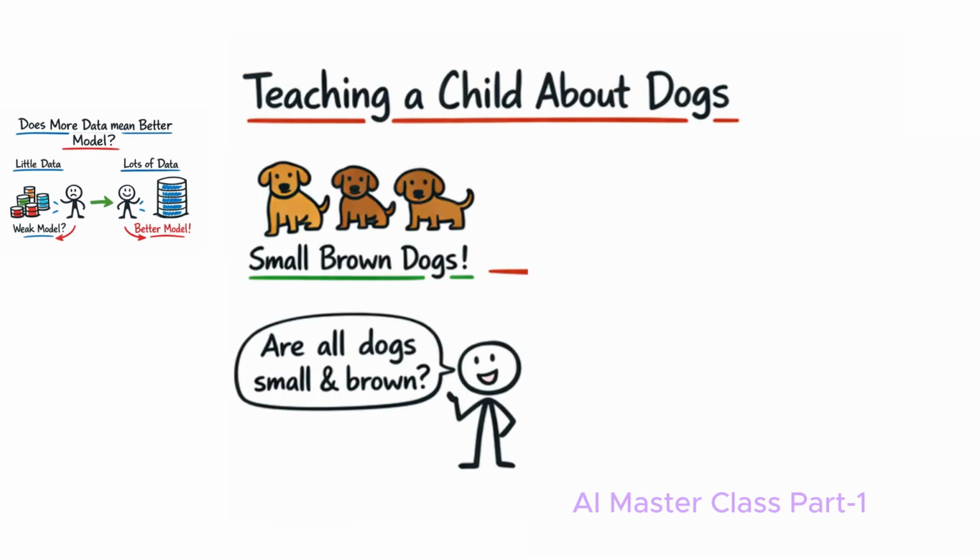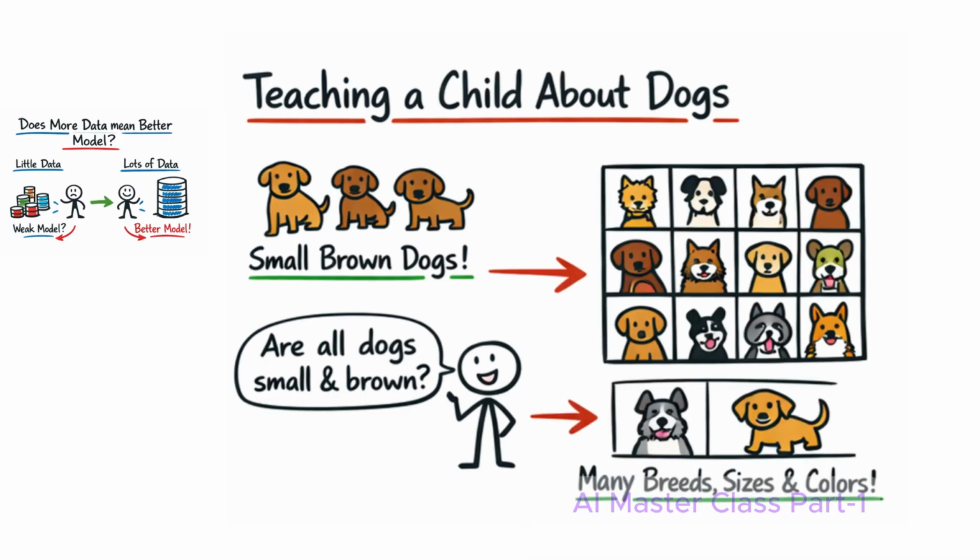If you want to teach a child how to recognize dogs, and you show them only 3 pictures of small brown dogs, they might think all dogs are small and brown. But if you show them 1,000 pictures covering all the breeds, sizes, and colors, they build a much stronger and more accurate understanding. Models work in the exact same way.